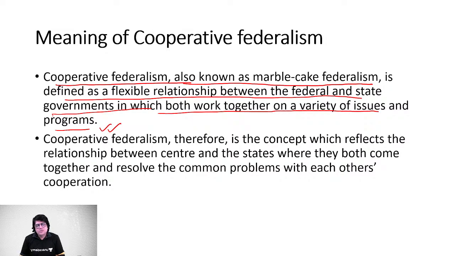But we have, so to say, a very strong center at the same time, because the central government has been given powers out of all proportions. It has great powers in the legislative sphere, great powers in the financial sphere, and great powers in the administrative sphere as well. So we find that this division is highly in favor of the center.